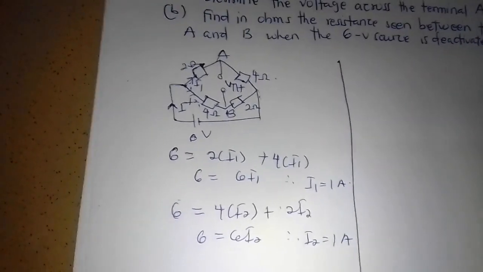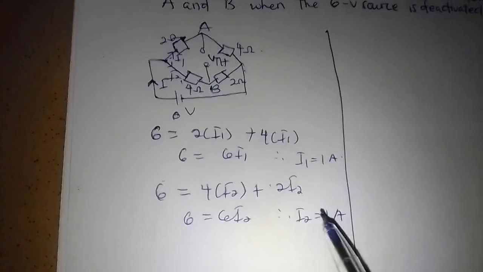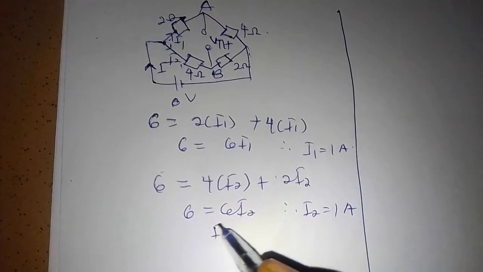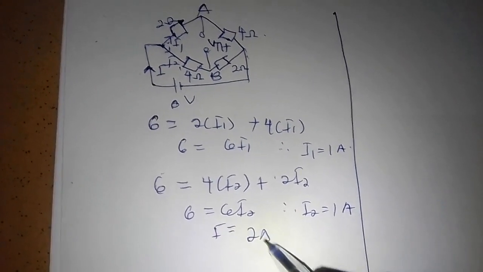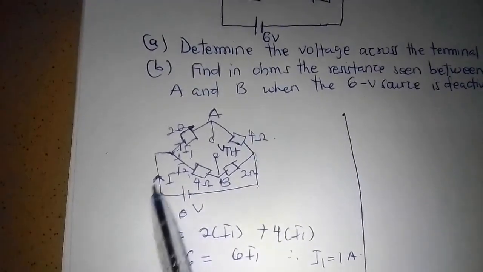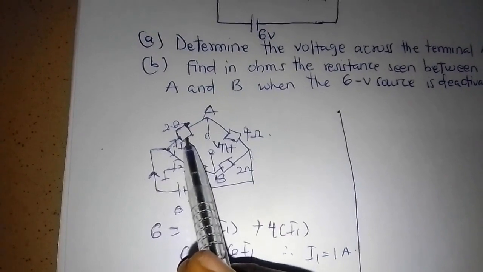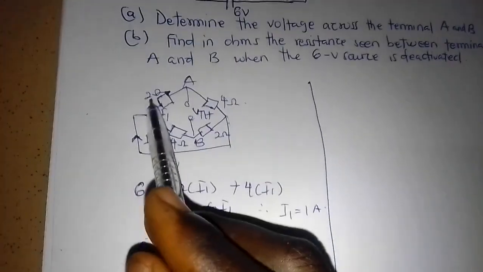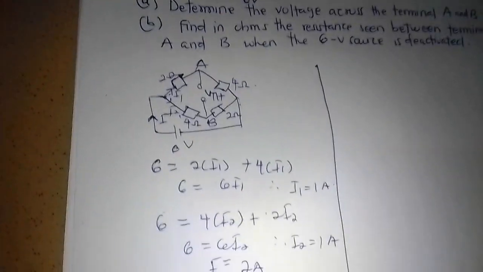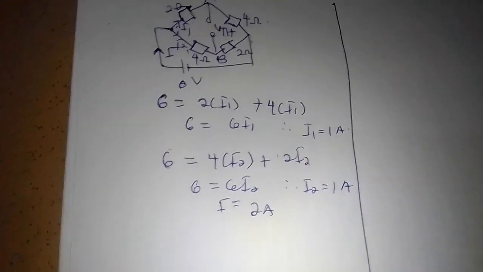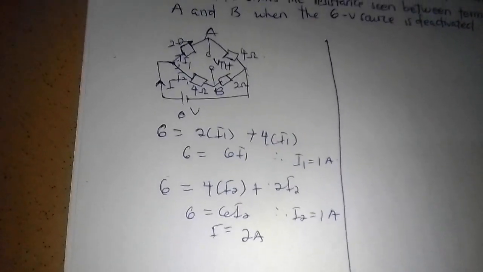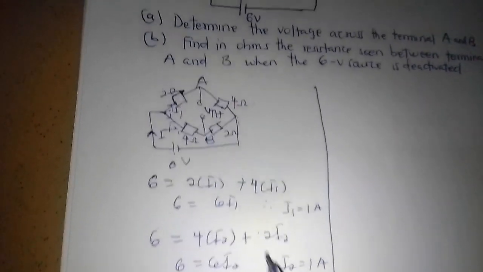Once I have this, I know my values for I1 and I2. Therefore my I is simply going to be 2 ampere, since KCL is saying that current reaching is the same as current leaving. So if the current leaving is 1 plus 1, current reaching will also be 2. So therefore I come back to my question to find VTH.